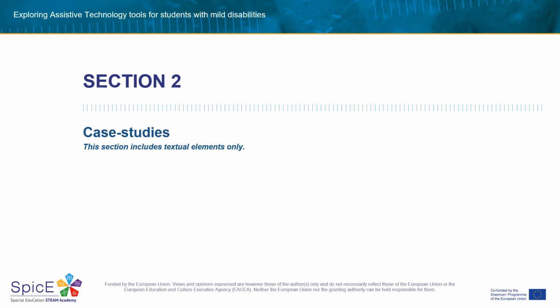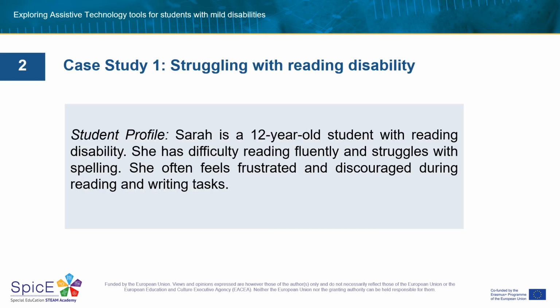After each student profile, you can see an example of a short description of the student's needs, need analysis, and a list of possible assistive technology the student can benefit from. This will help you check if you were on the right track during your individual work on the case. Case Study 1: Struggling with Reading Disability.